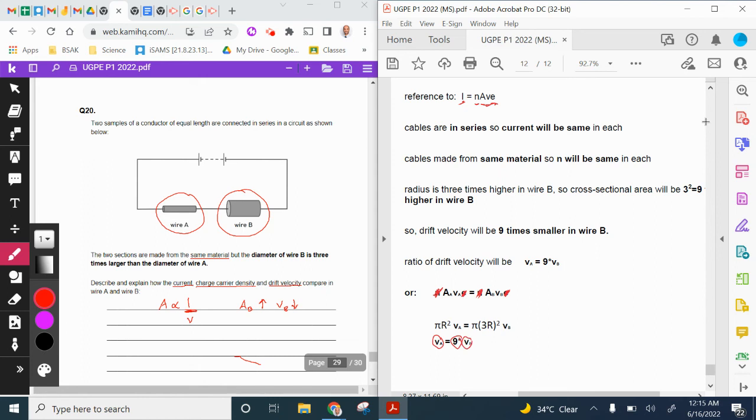Okay, we did say as a general statement the drift velocity of B was less than the drift velocity of A, but this is more specific. We can say the drift velocity of A is 9 times the drift velocity of B, and that there gives you your third and fourth mark, sorry.